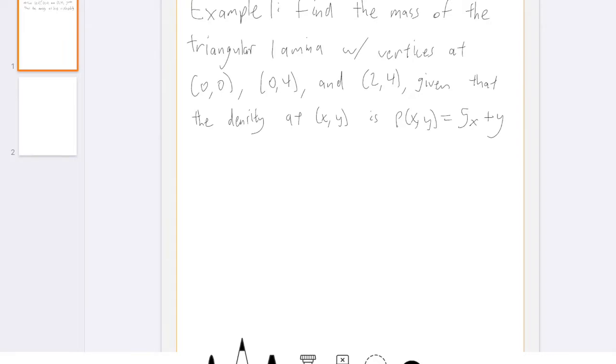So the first step for most of these problems is simply to draw a picture so that we can visualize what we're finding the density of. So we have a vertex down at 0, 0, one up here at 0, 4, and one over here at around 2, 4, giving us this little triangle. And it might also be helpful to say that this line right here is y equals 2x, also can be written as x equals y over 2. Now we can write out just the simple definition to find the mass.